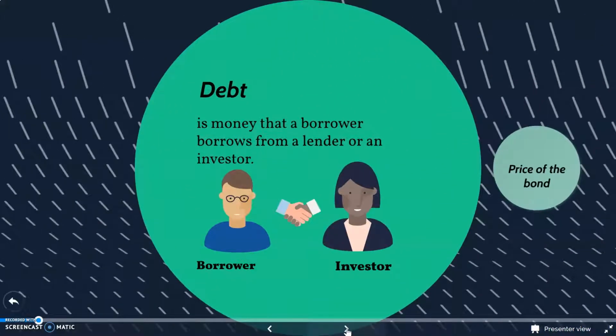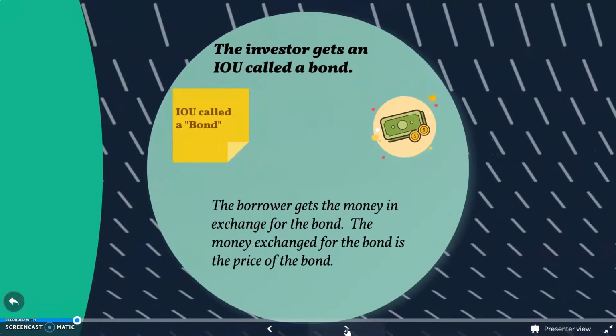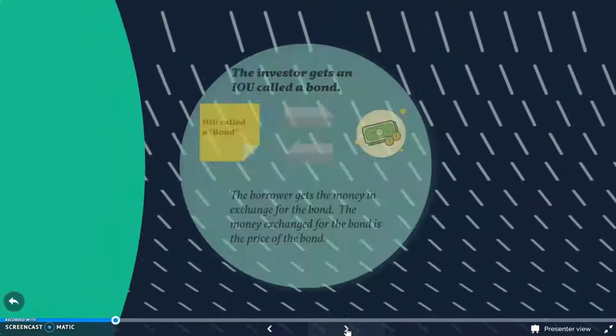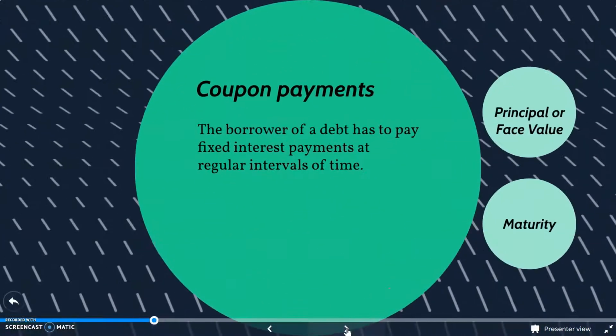What is debt? Debt is the money that a borrower borrows from a lender or an investor. The borrower gets the money in exchange for an IOU instrument called a bond. The money exchanged for the bond is the price of the bond. The borrower of a debt has to pay fixed interest payments at regular intervals of time called coupon payments.